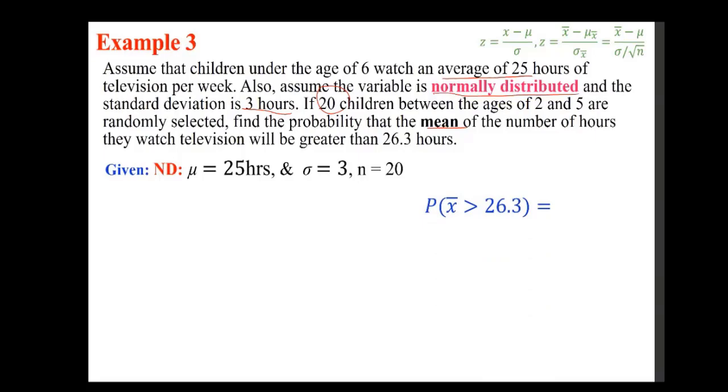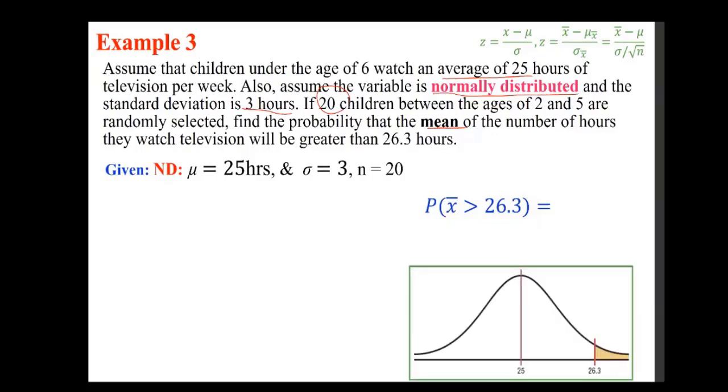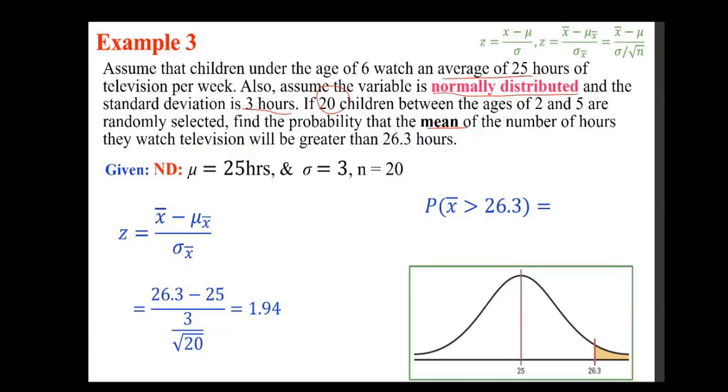And to do that, from x bar, we are going to go to the z. If we look at this just the way it's given, this is what we want. But to go to the z, z is x bar minus mu of x bar over sigma of x bar. Simply put, mu of x bar is the same as mu, and sigma of x bar is sigma over square root of n. So this is the formula we are going to use. Calculate the z score using this formula. It gives us 1.94. So we want the probability of x bar larger than 26.3, or probability of z larger than 1.94.